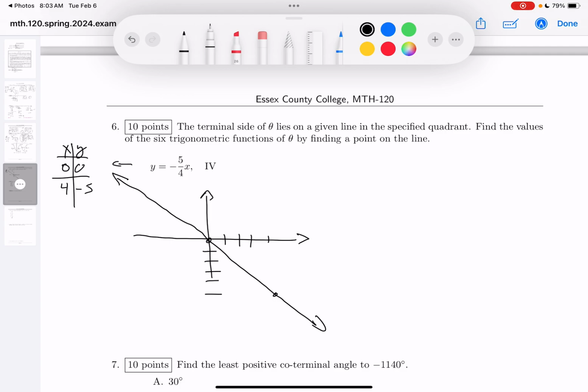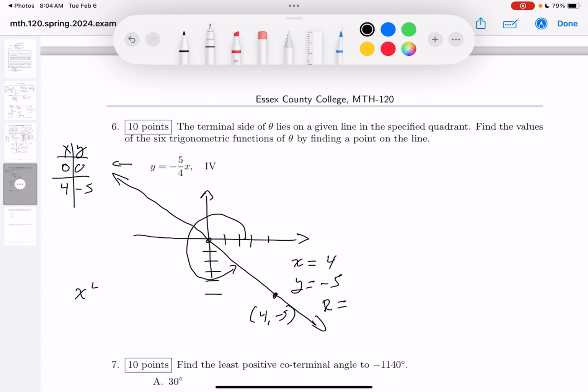And again, reading through it, it says that it's in the 4th quadrant. Now, what's in the 4th quadrant? Theta is. So what does theta look like? It looks like this over here. All right? So what do I know? I know what x is. We just did it, by the way. X is 4. We know what y is. It's -5.